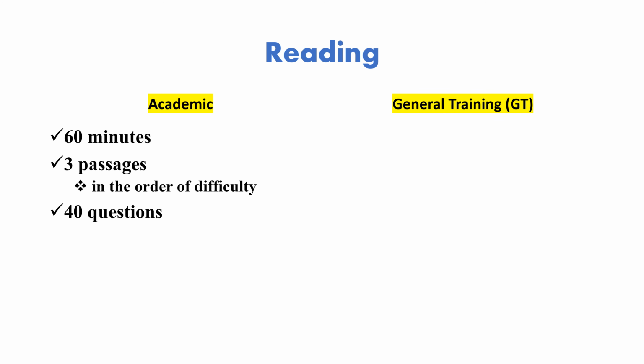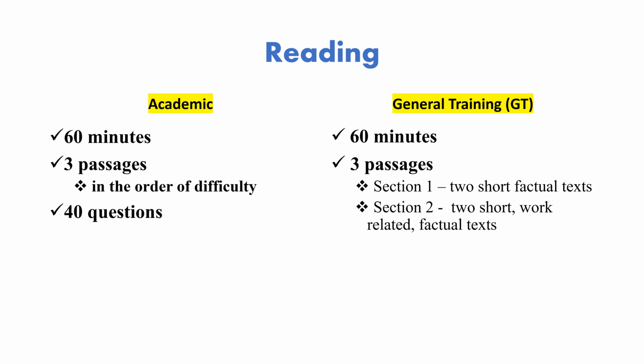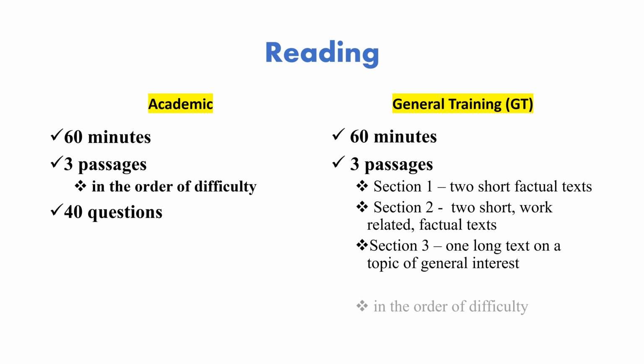Similarly, total time for reading in general training IELTS is 60 minutes. There are 3 sections. Section 1 and Section 2 contain 2 short texts with tasks, and Section 3 contains a long text. Like in academic IELTS, passages are given in the order of difficulty. Candidates have to do 40 questions. Make sure no extra time is provided to transfer answers, so you have to write answers directly in the answer sheet.